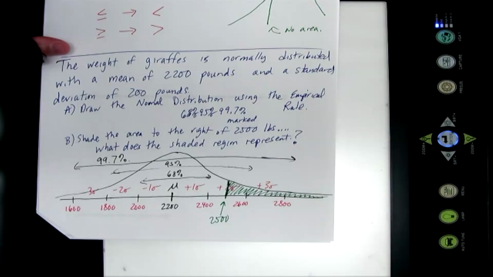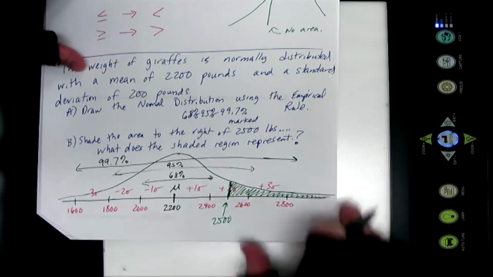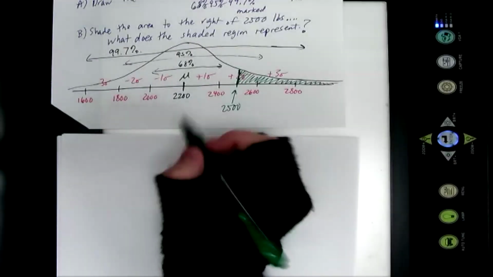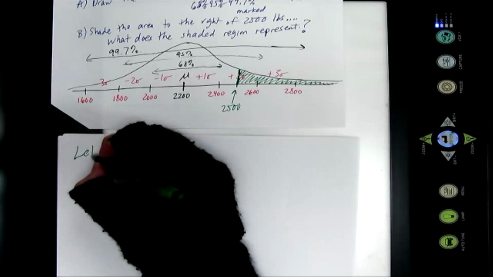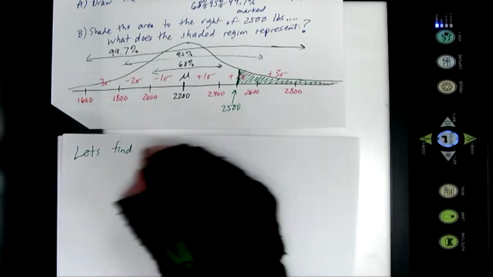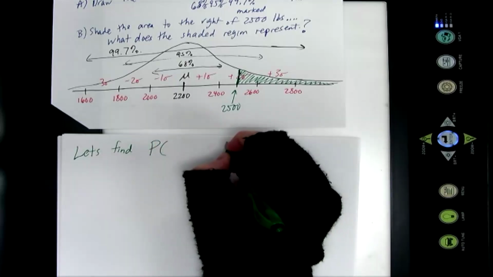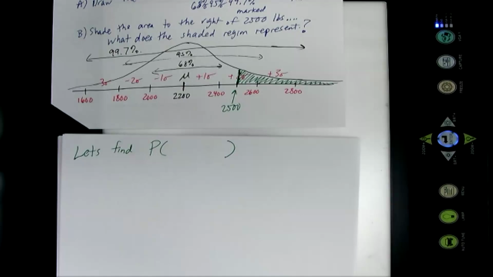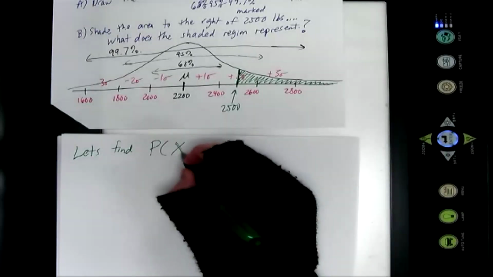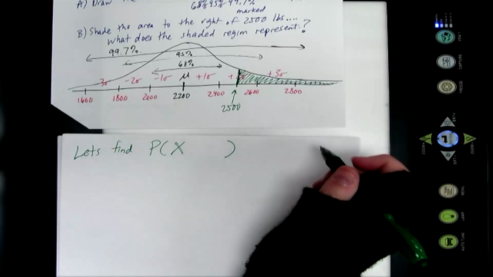Now, this isn't on one of our empirical rule lines, so we can't actually use the empirical rule to figure out that value. But we can use StatCrunch. Let's go find this value in StatCrunch and see what it represents. What am I going to put in my probability thing here? Well, it's going to be X, they always use X for everything. Do I use less than or greater than?